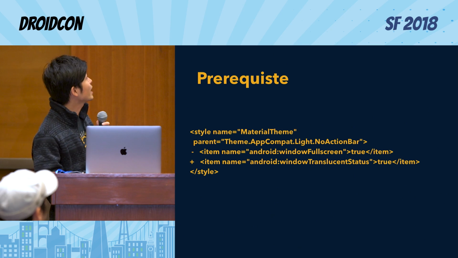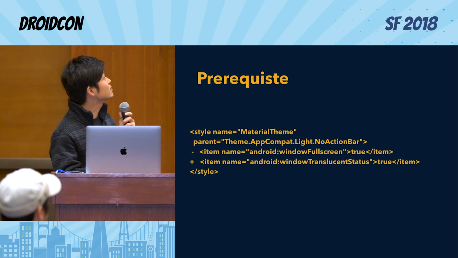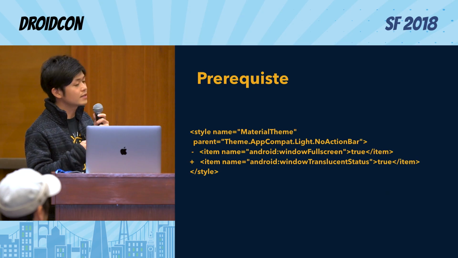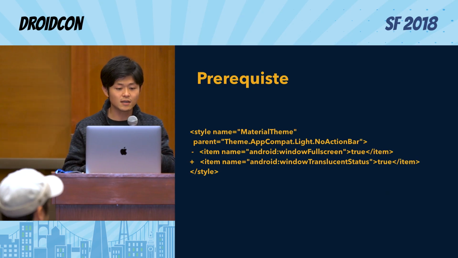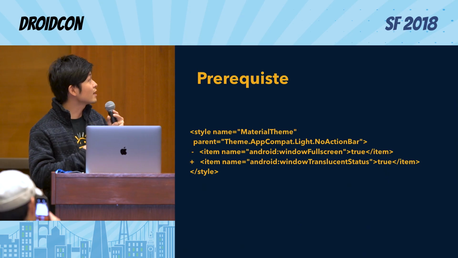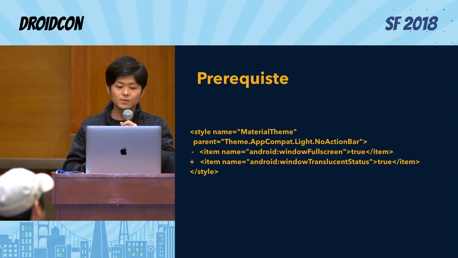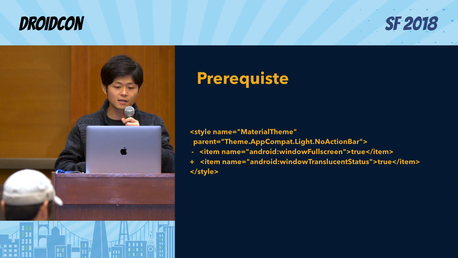First, for the requirement, we want to change the theme that we use to window transparent status. This will change the actual window size. It will not overlap the navigation bar, but it will overlap the status bar. And this helps us to calculate the display size correctly.